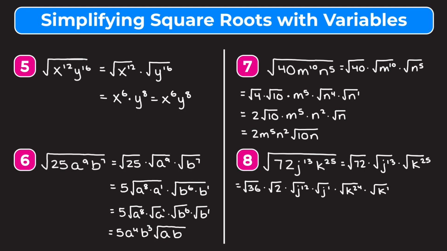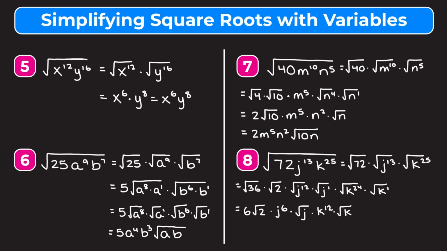And now we need to simplify whatever we can. So we can simplify the square root of 36, which is just 6. We cannot simplify the square root of 2, so we leave it as is. The square root of j to the 12th, we're going to cut that exponent in half to get j to the 6th, times the square root of j to the 1st, which is just the square root of j, times the square root of k to the 24th. We can cut the exponent in half to get k to the 12th, and we are still left with the square root of k, which we cannot simplify.